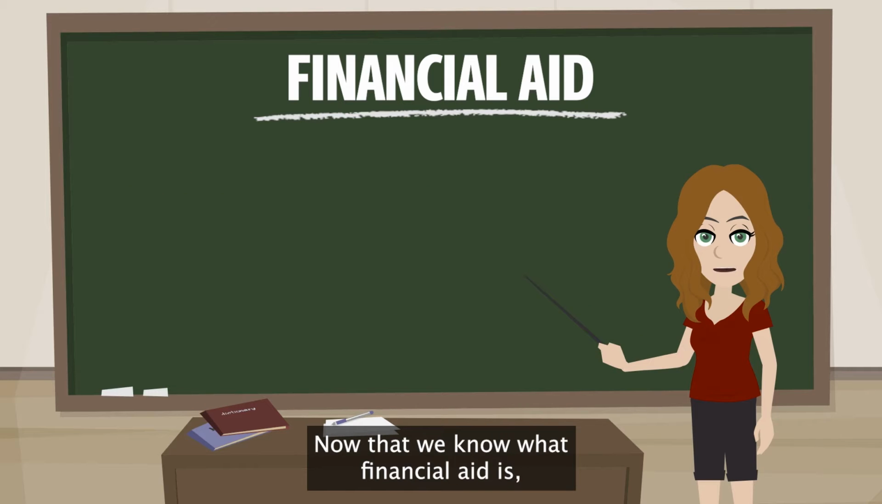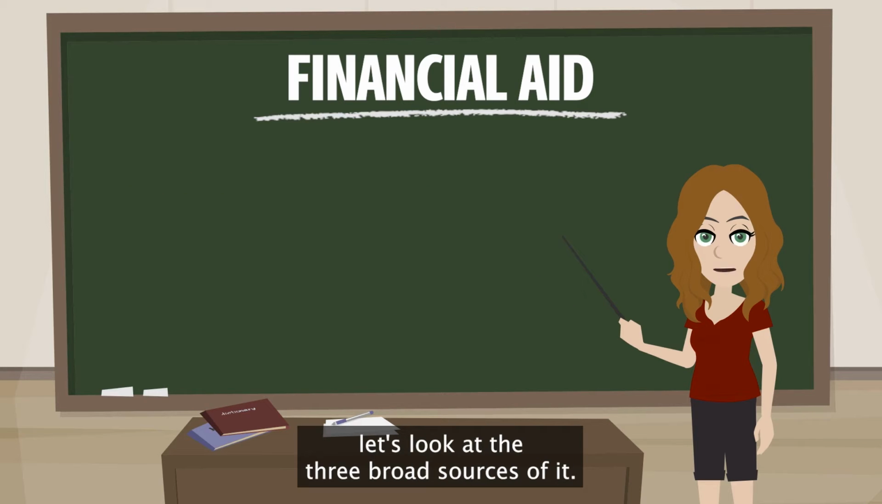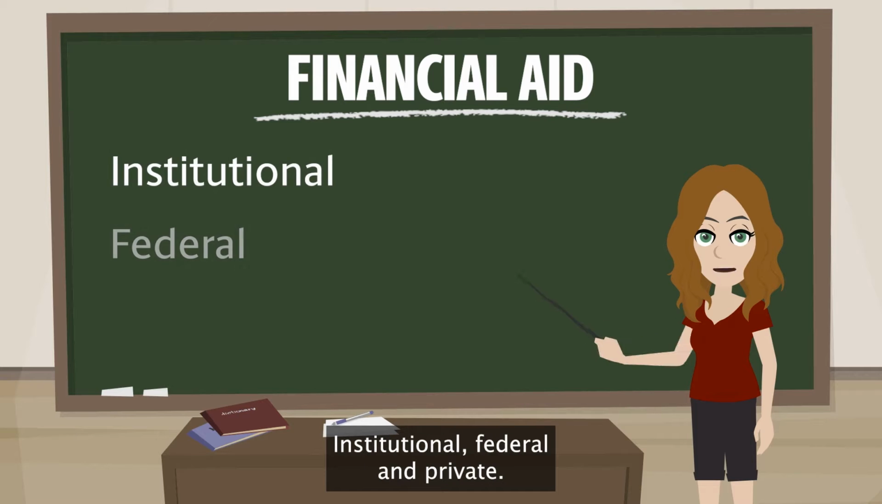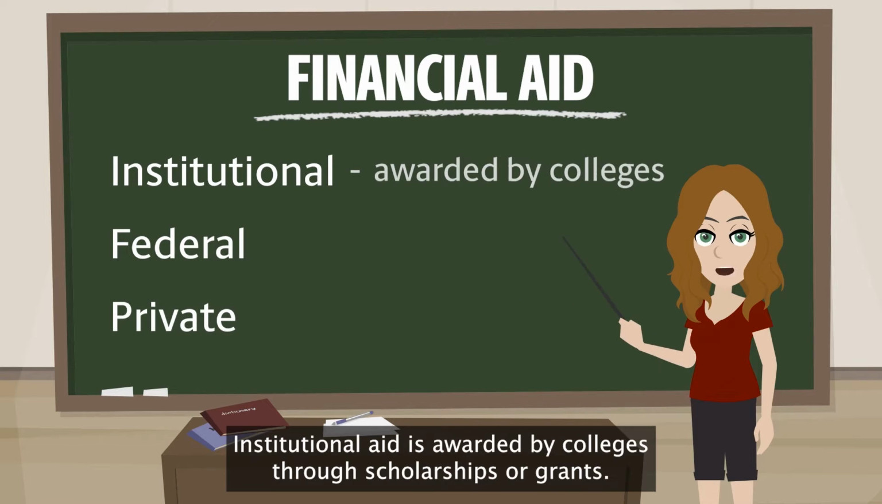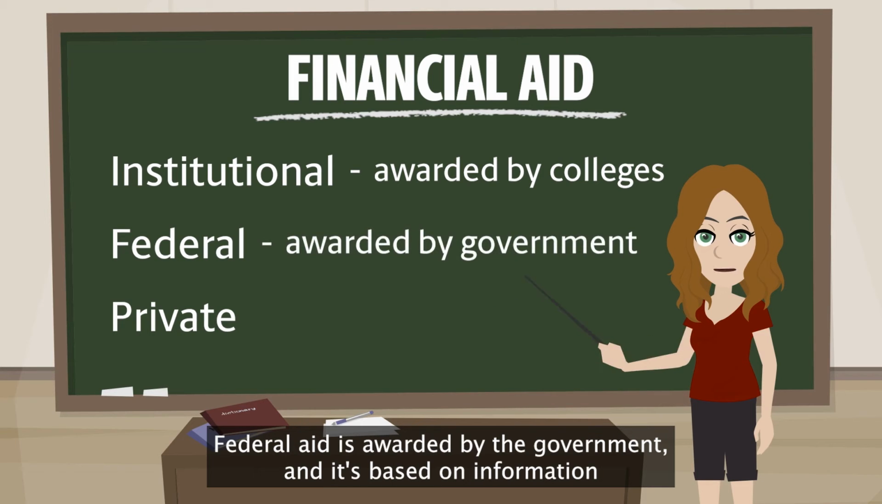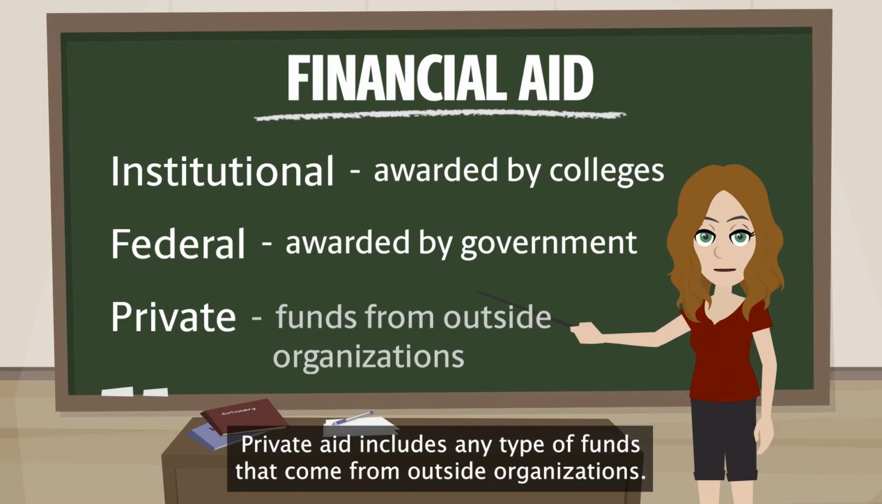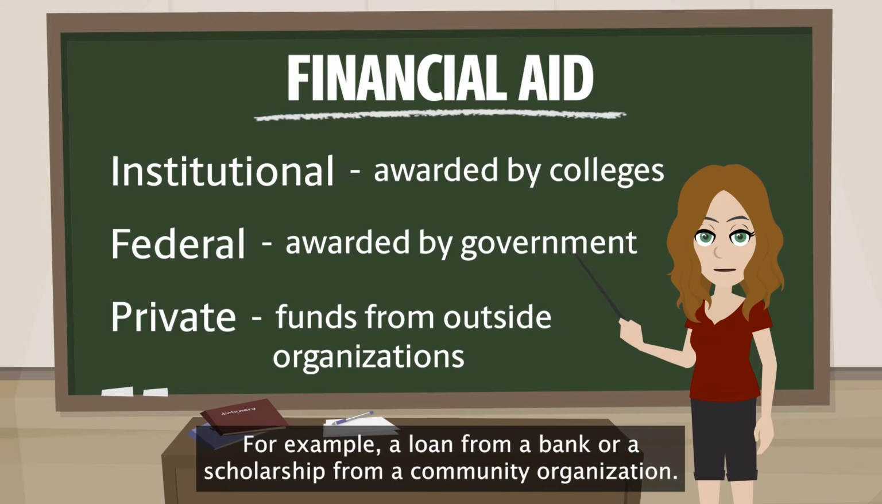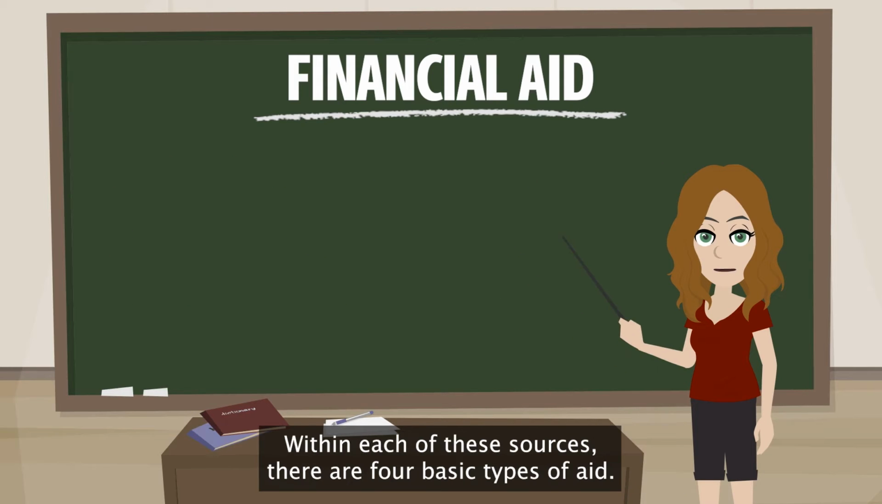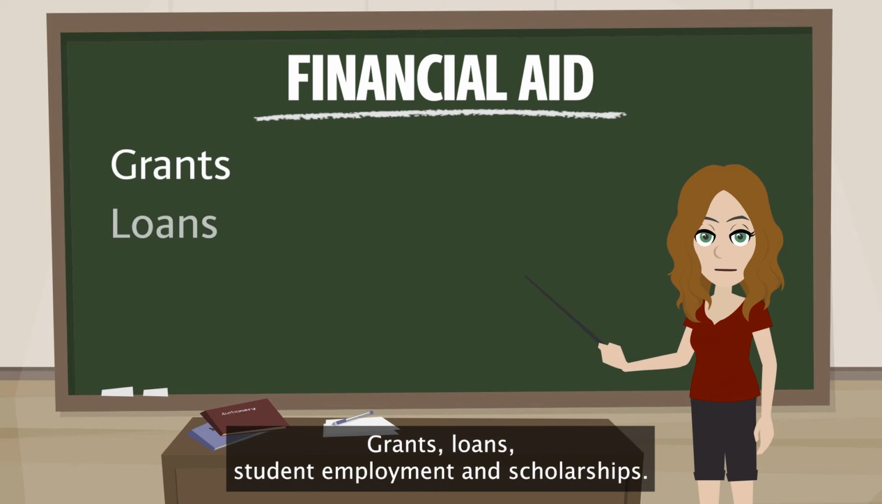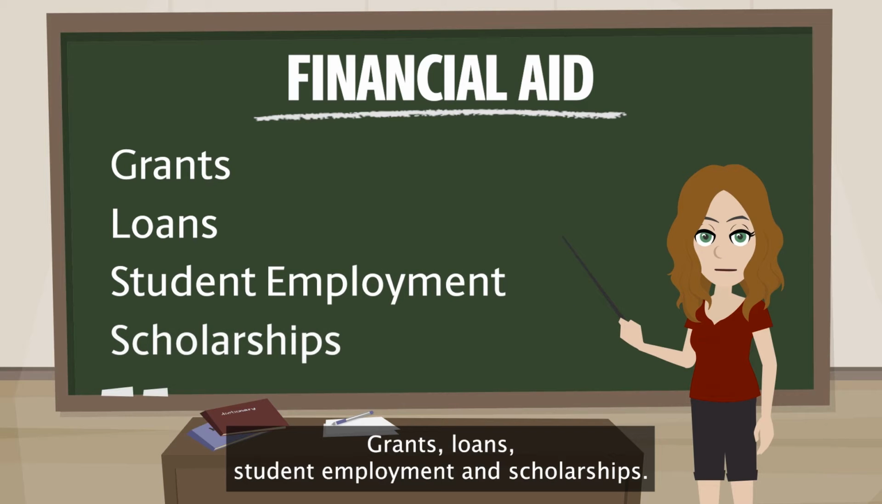Now that we know what financial aid is, let's look at the three broad sources of it: institutional, federal, and private. Institutional aid is awarded by colleges through scholarships or grants. Federal aid is awarded by the government, and it's based on information reported on your FAFSA. Private aid includes any type of funds that come from outside organizations. For example, a loan from a bank or a scholarship from a community organization. Within each of these sources, there are four basic types of aid: grants, loans, student employment, and scholarships.